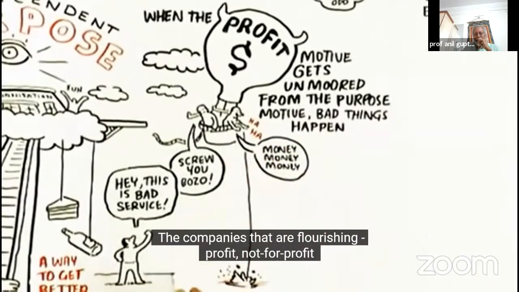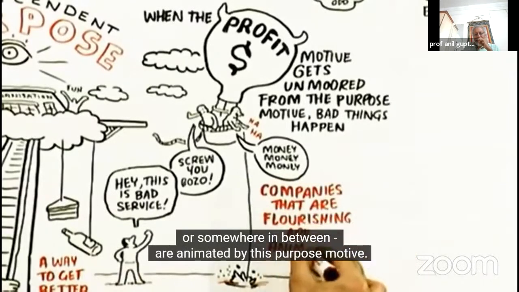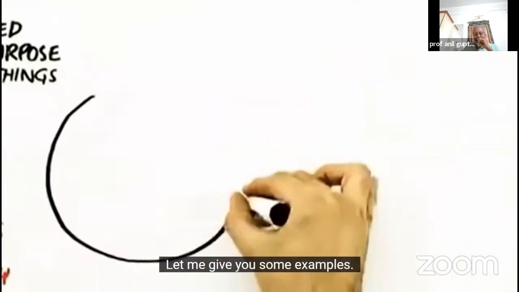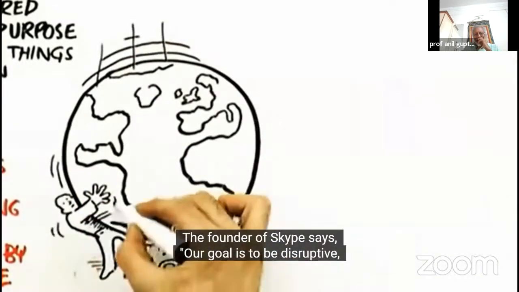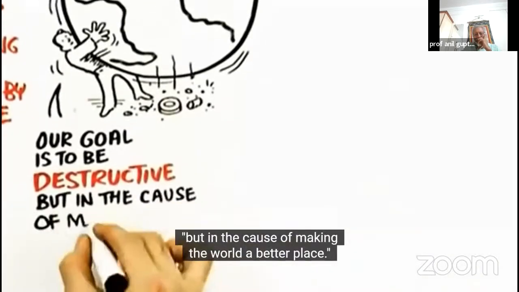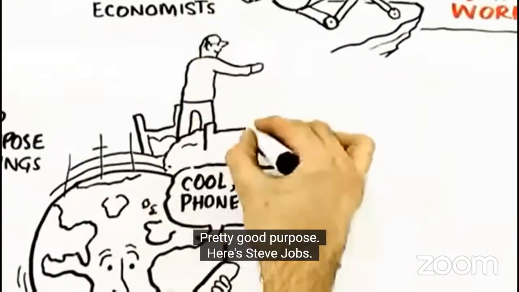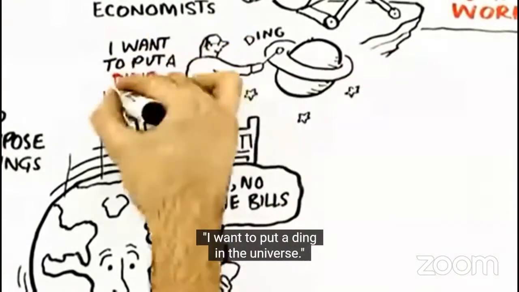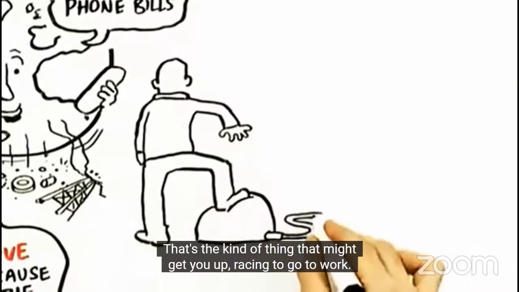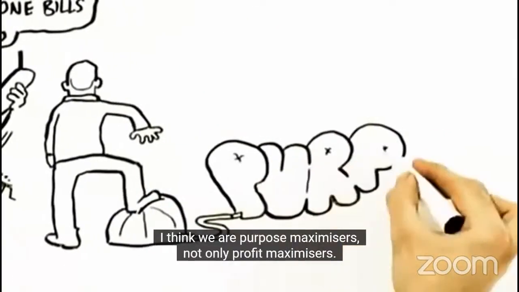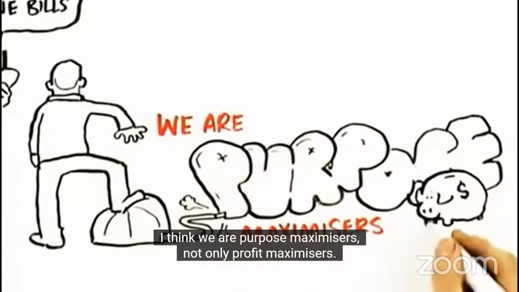And I think that the organizations that are flourishing, whether they're for profit, or somewhere in between, are animated by this purpose motive. Let me give you a couple of examples. Here's the founder of Skype. He says, our goal is to be disruptive, but in the cause of making the world a better place. Pretty good purpose. Here's Steve Jobs. One of being in the universe. All right? That's the kind of thing that they can go to work. So I think that there are purpose maximizers, not only profit maximizers.